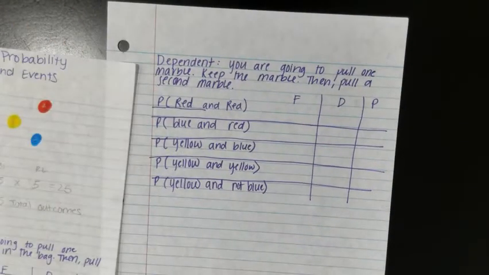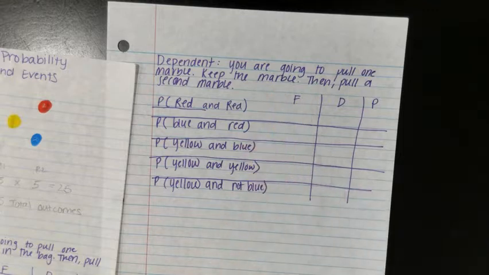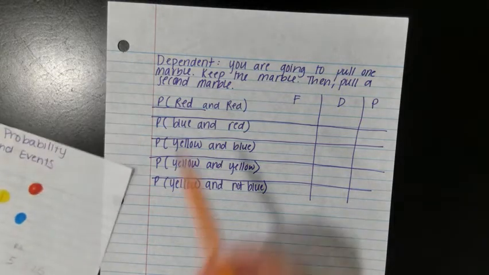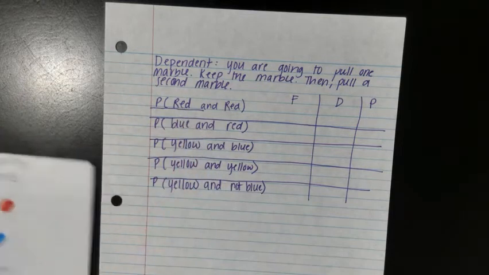You're going to pull one marble, keep the marble, and then pull a second marble. When you keep that marble, you're changing the amount that's in the bag because you're keeping one. Okay? So there's less in the bag. That's a dependent event. So go ahead and pause the video, copy this down, and sorry about that, I accidentally messed up there, so you don't have to underline that.